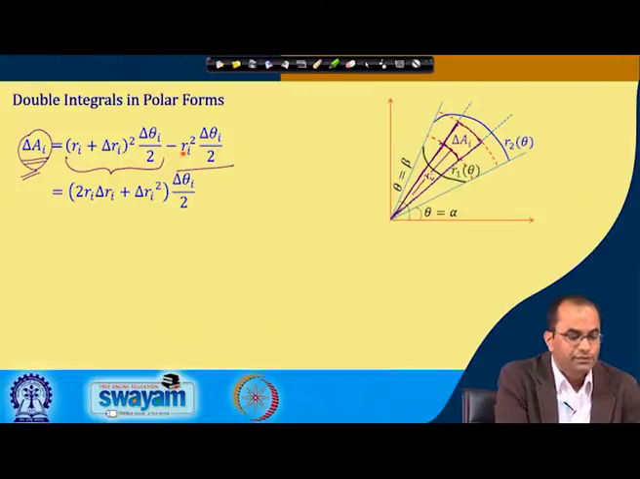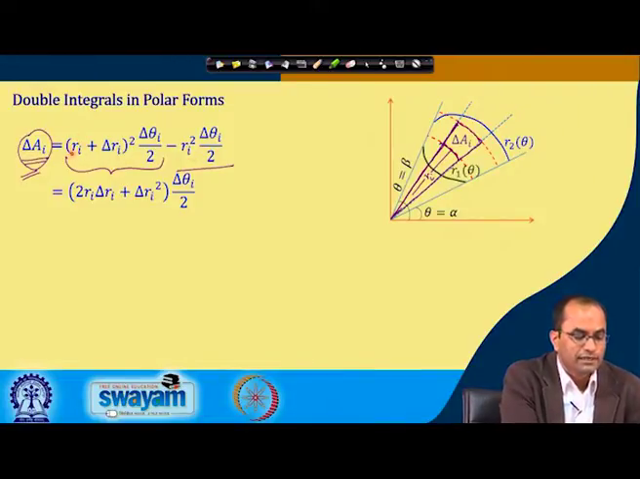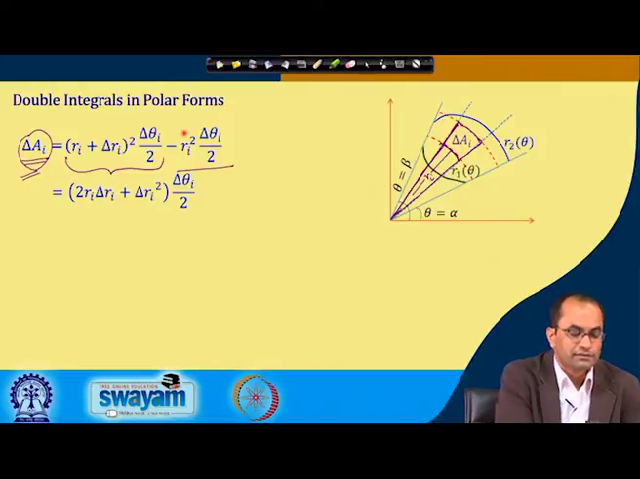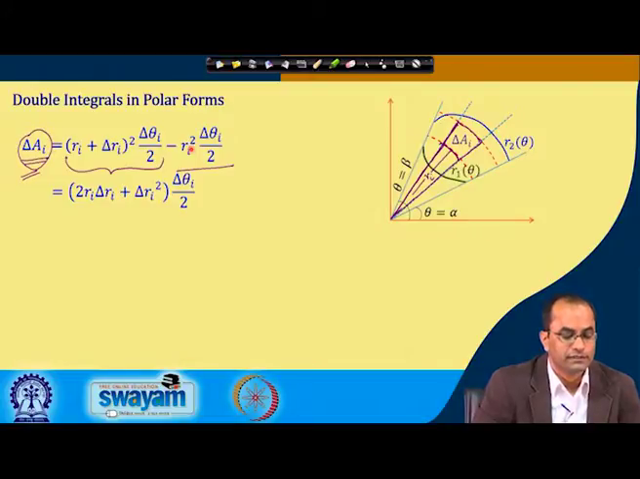And now, this we can simplify easily, because this will be r I square plus 2 times r I delta r I plus delta r I square, where here again we have this r I square. So, that will be cancelled out and we will get 2 r I delta r I plus delta r I square, and then this common factor from both the terms is delta theta I by 2.